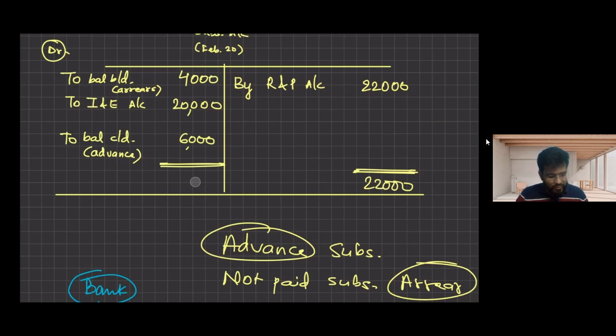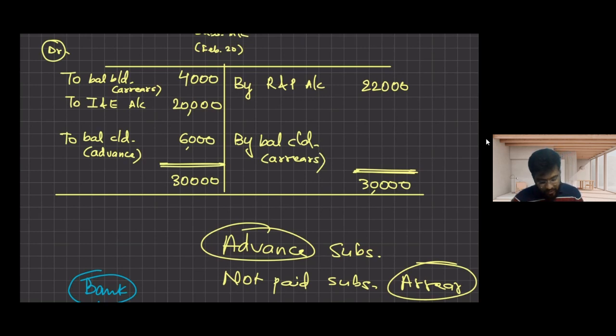So now let's check what is the total on the debit side. It is 24 plus 6, that is now 30,000. Here also 30,000. And now here also there is balance, by balance carried down. Now this balance is of the arrears, that is the amount which is not received. So what is the balance coming? It is 8,000 rupees.